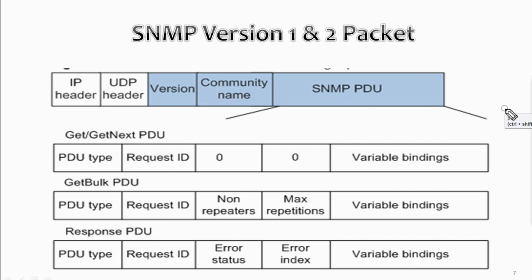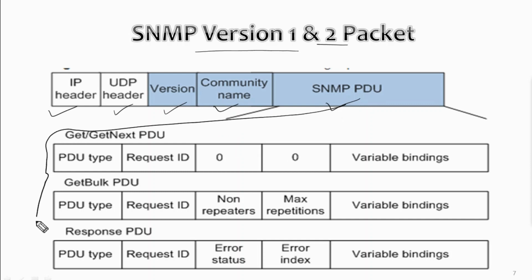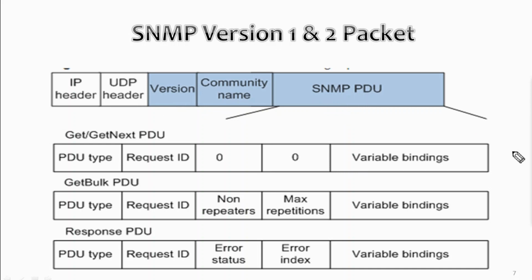Moving on, let's now look into another important aspect of SNMP requests: what is inside the SNMP request packet. Each SNMP version has its own packet format. As we can see on the screen, SNMP version 1 and version 2 have an IP header, UDP header, version, community string and SNMP PDU. Inside the SNMP PDU, for each PDU there is a PDU type, request ID and variable bindings, like we have here for the GET or GETNEXT PDU, then the GETBULK PDU and the GETRESPONSE PDU.